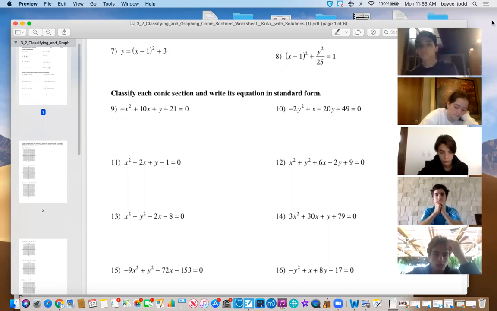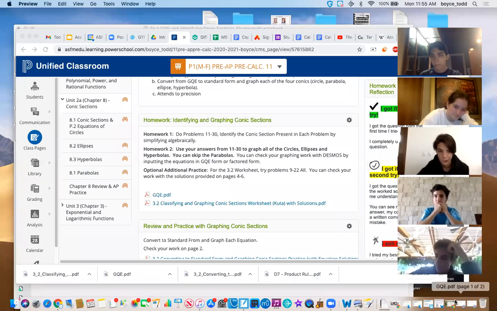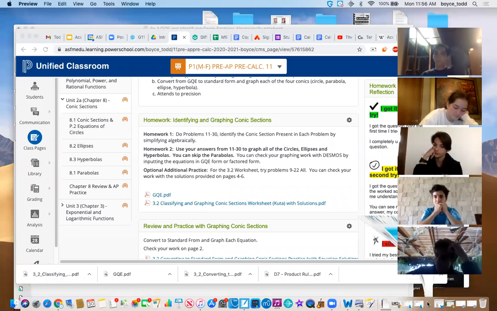Okay, so let's do this. I'm going to give you 7 equations here, and I want you to just try it out and figure out what type they are. So give me 1 second here to pull that up.